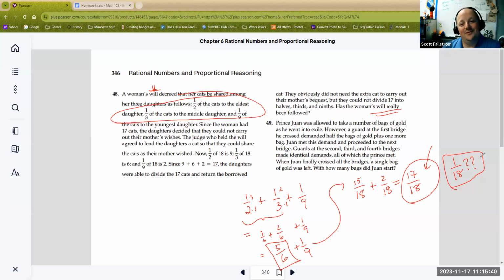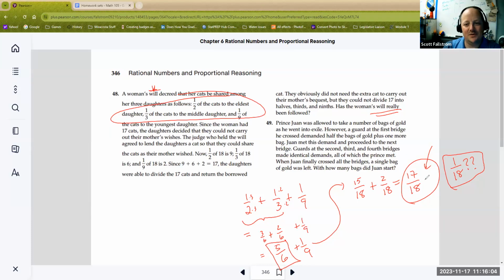Could you say, well, wait a minute, couldn't I scale this back to the number of cats that she had? And the answer is, well, I'll leave that part up to you because maybe that's part of the question. So if this is what she had, but this is supposed to be equivalent to one group of cats, right? 17/18 is equivalent to one group of cats.